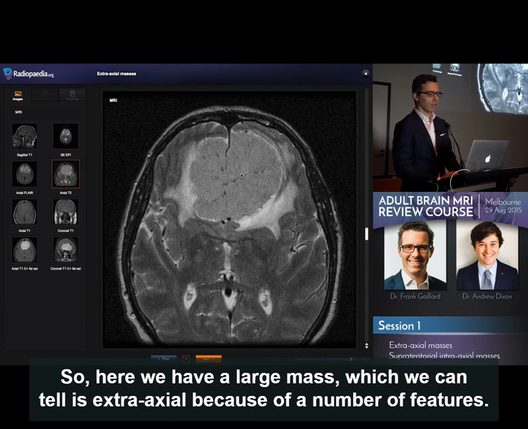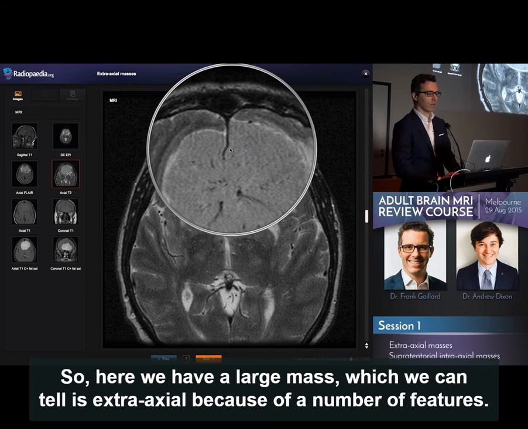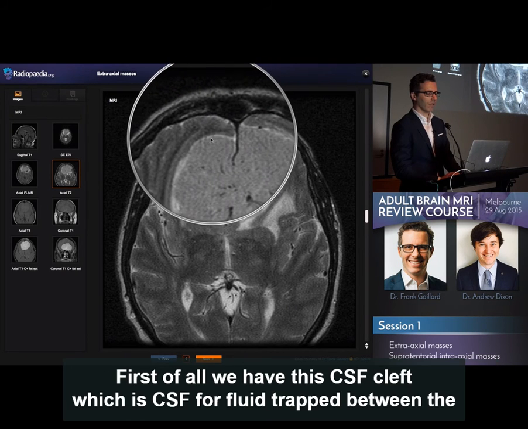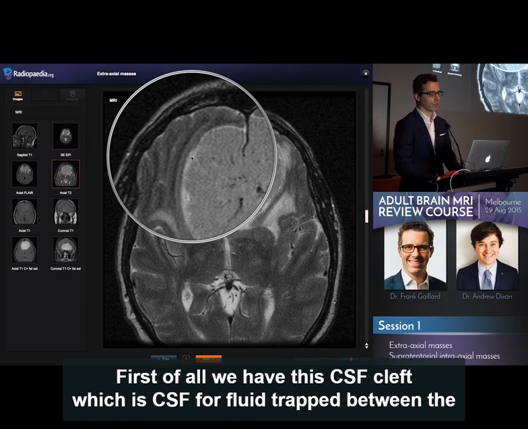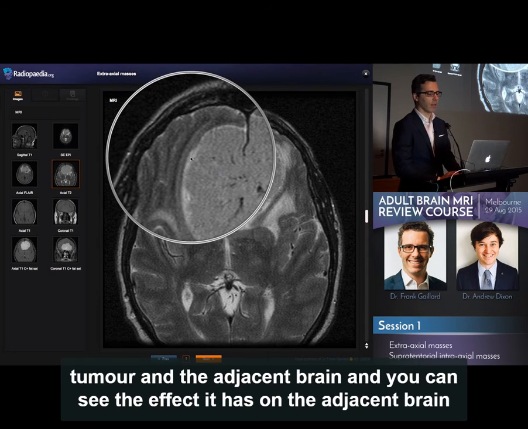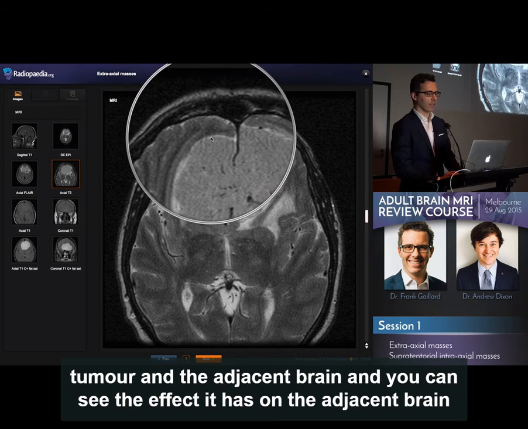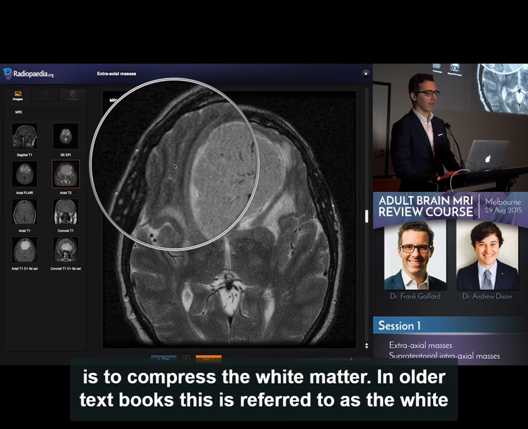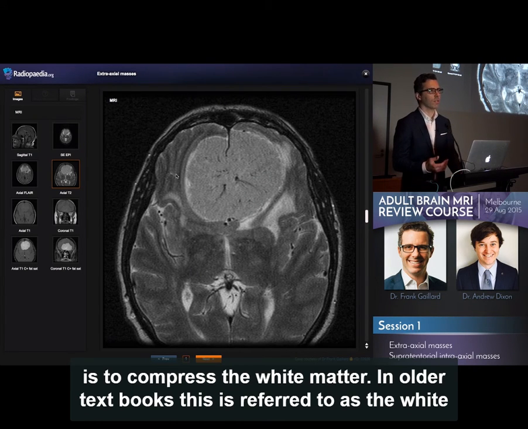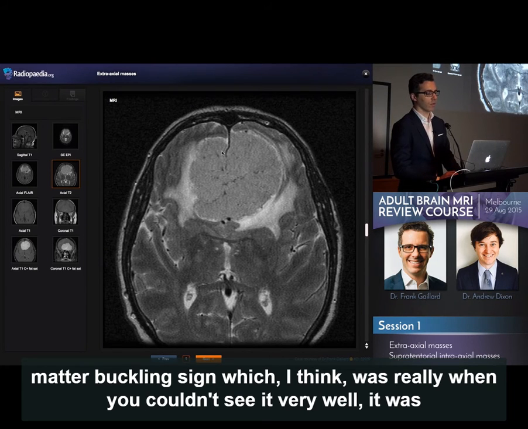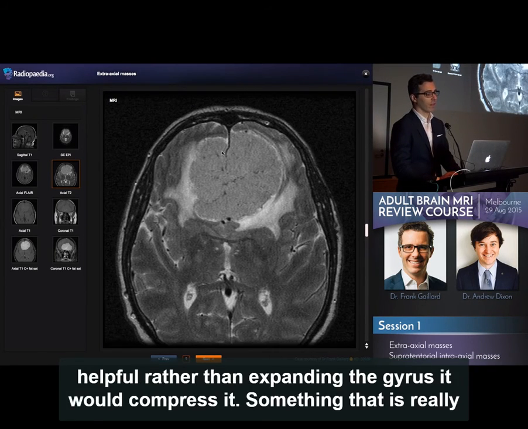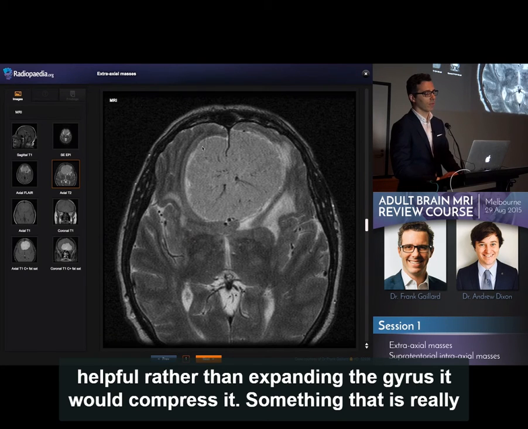Here we have a large mass, which we can tell is extra-axial because of a number of features. First of all, we have this CSF cleft, which is CSF or fluid trapped between the tumour and the adjacent brain. You can see the effect it has on the adjacent brain is to compress the white matter. In older textbooks, this is referred to as the white matter buckling sign. Rather than expanding the gyrus, it would compress it.